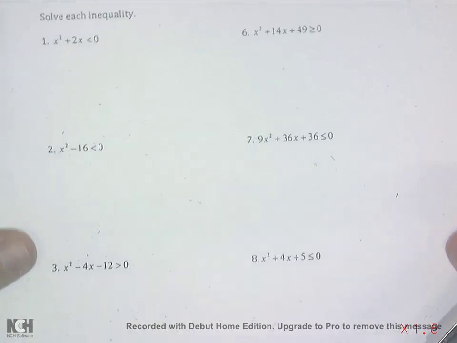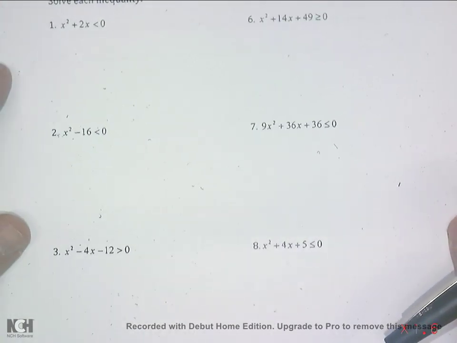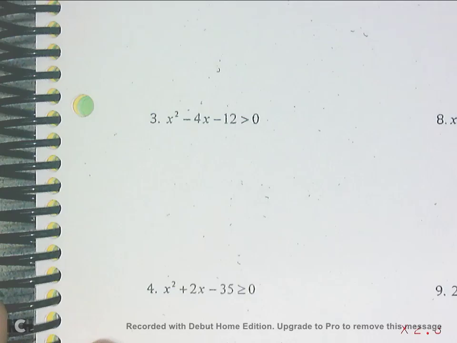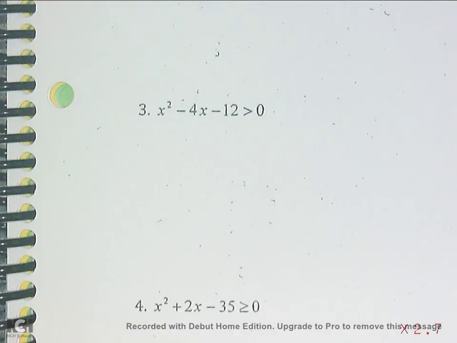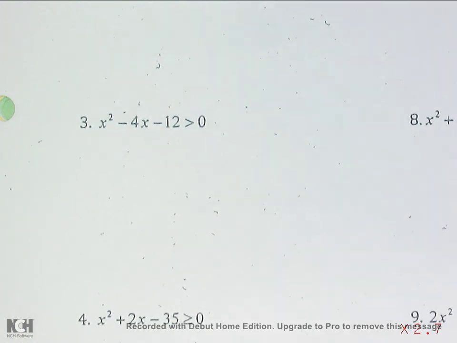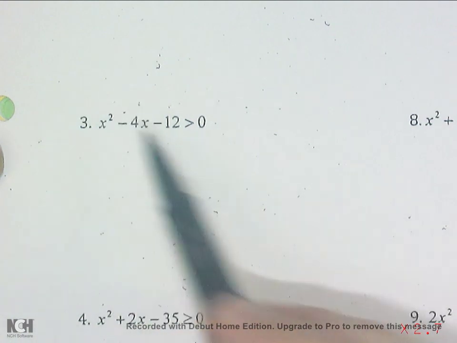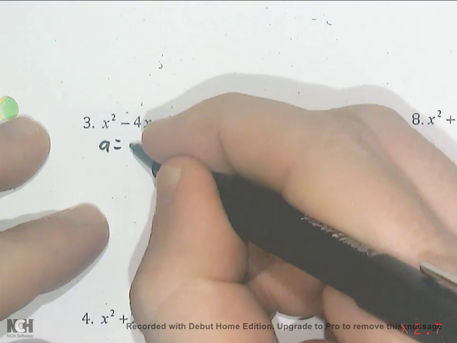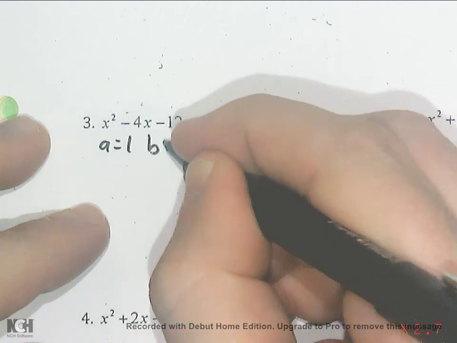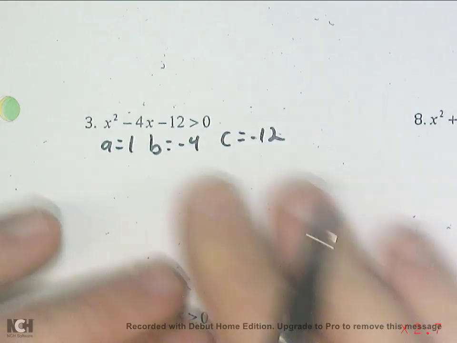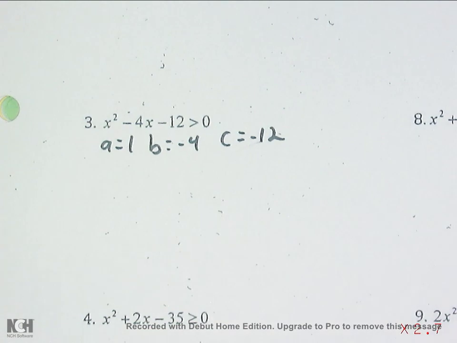So let's look at a quadratic here. Let's start with the normal one. So let's look at number 3 here. Let me zoom in a little bit so you can see better what I'm doing. Okay. So that gives us a pretty good image there. So here's my quadratic. Anytime I'm using the quadratic formula, I always start by identifying my a, which is 1, my b, which is negative 4, and my c, which is negative 12. Okay, that gives me what I need to plug into my quadratic formula.